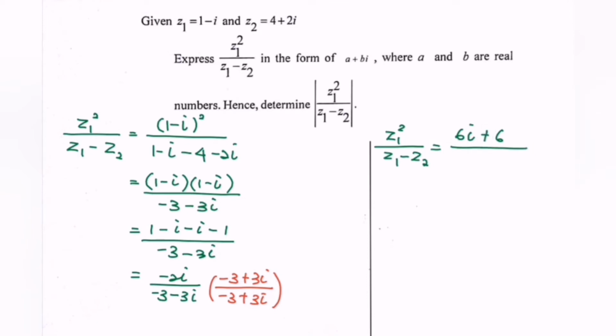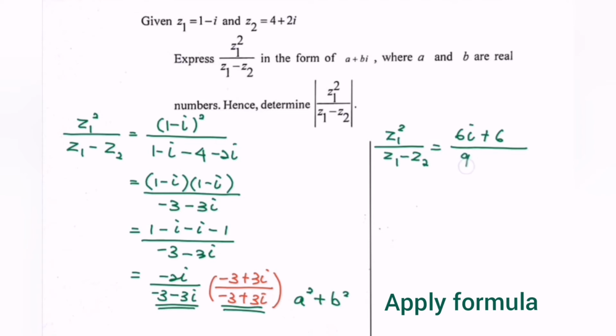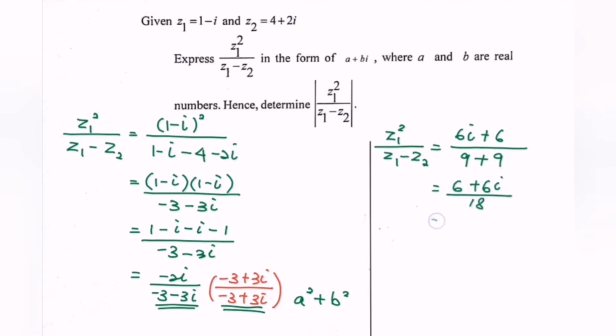Kindly refer to the denominator, where we multiply the conjugates to each other. So kindly refer to the formula, a squared plus b squared. Here, a is negative 3. After we square it, we will have 9. Plus b, where we have 3, so b squared is another 9. Simplify, and we will have 6 plus 6i over 18. After we simplify, we will have 1 over 3 plus i over 3.